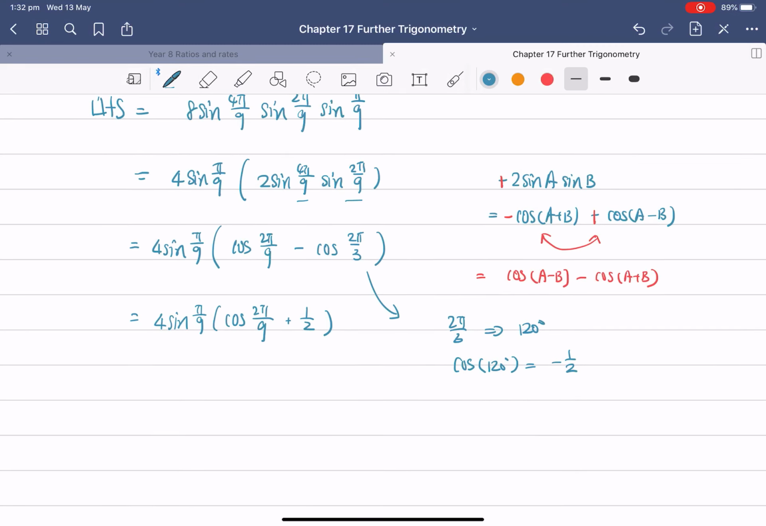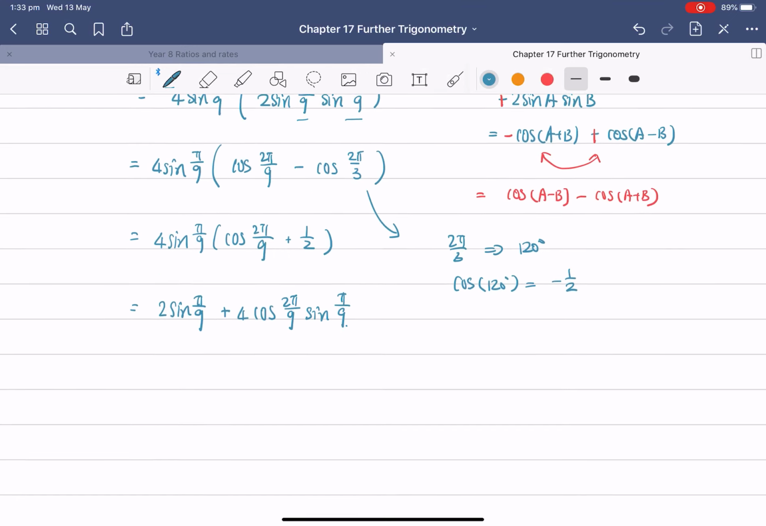Now what you need to do is expand. Just keep going. So it'll be 2 sine pi on 9. So what I do is I just times this one to that, so you get this. And then plus 4 cosine 2 pi on 9 and sine pi on 9. All right, keep going.